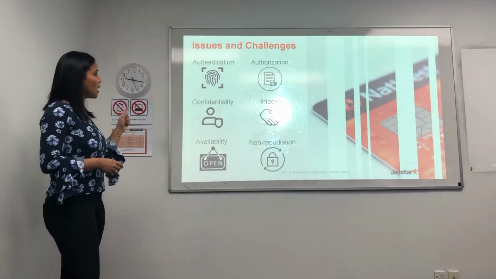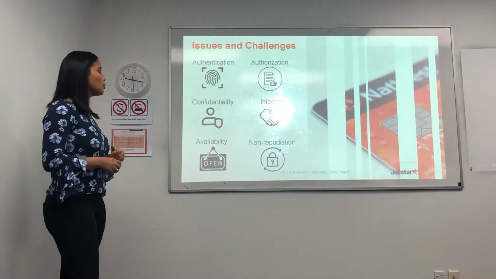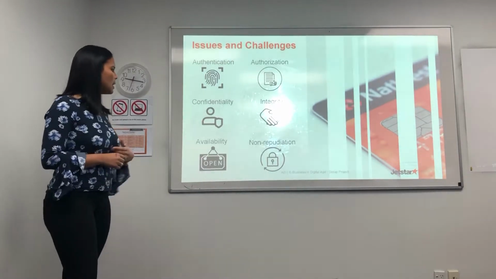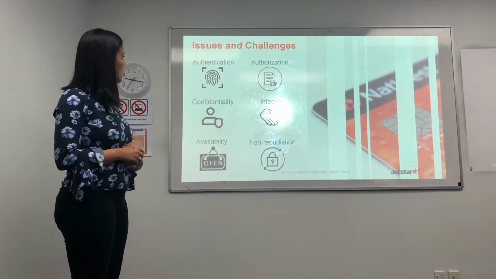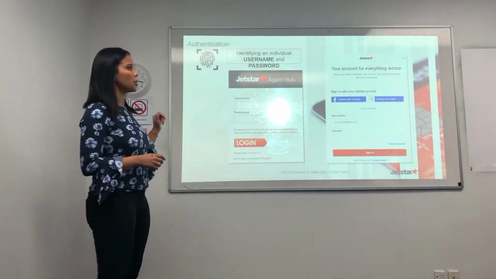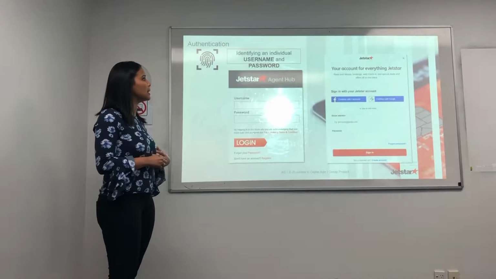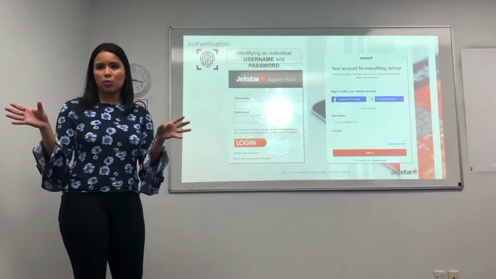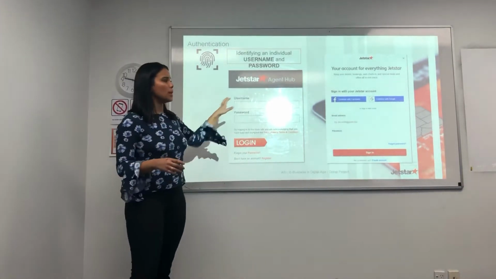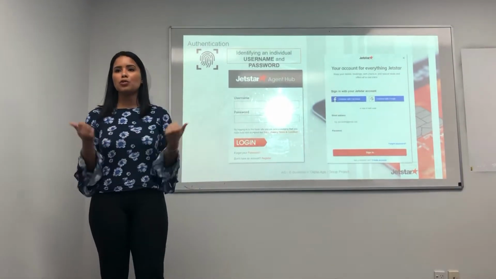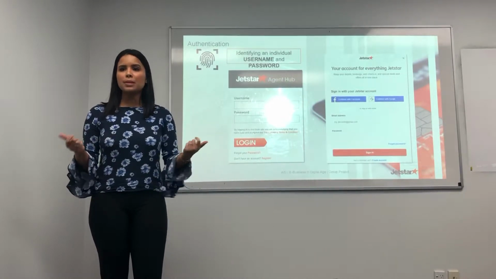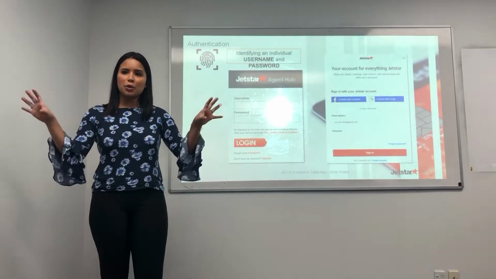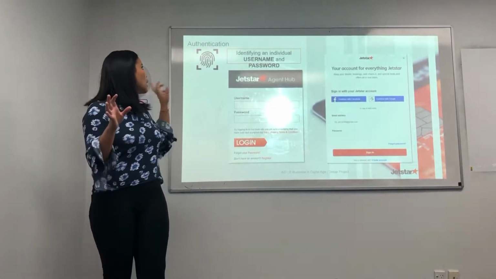So we have authentication, authorization, confidentiality, integrity, availability, and non-repudiation. So authentication, in the case of Jetstar, is how they identify an individual. So it's basically username and password. In this case, as Fernando said before, they have two business models, which are B2C and B2B. So they have to provide two separate environments and two separate authentications.